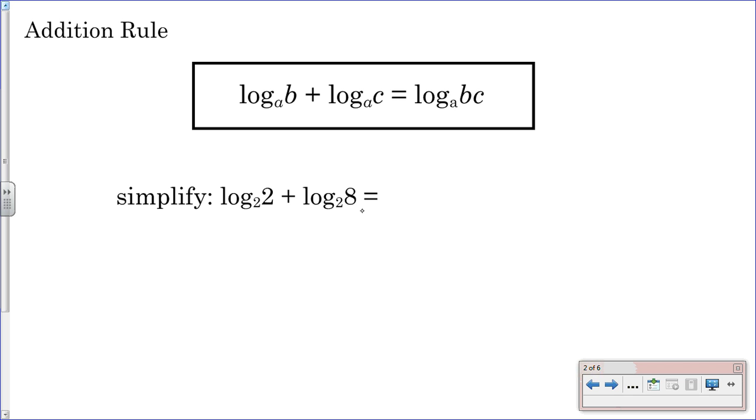For example, let's simplify log base 2 of 2 plus log base 2 of 8. So if we're following our steps here, we're going to have log base 2 of 2 times 8, which is the same thing as the log base 2 of 16, which of course equals 4.